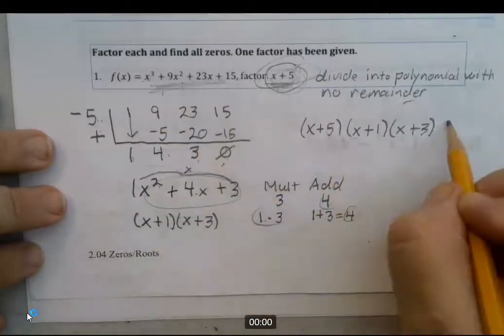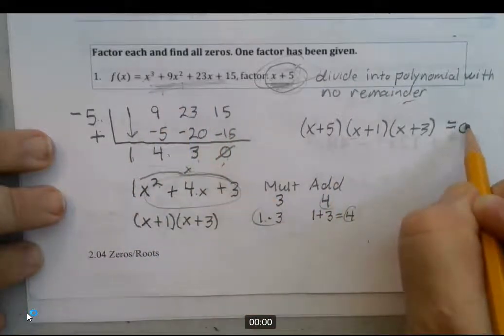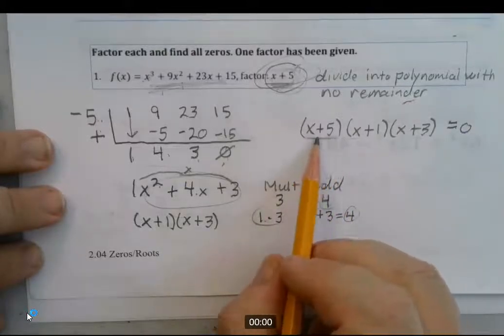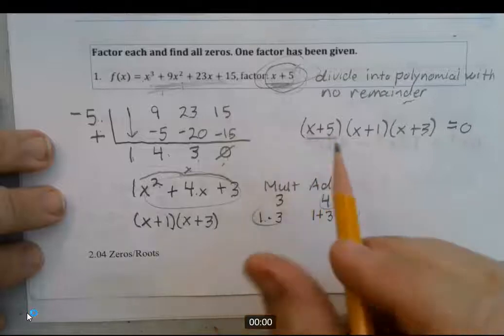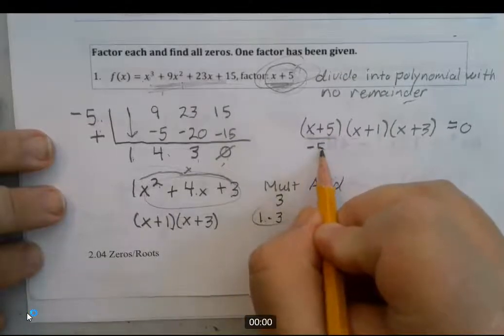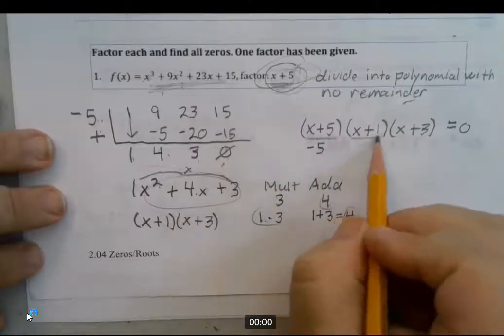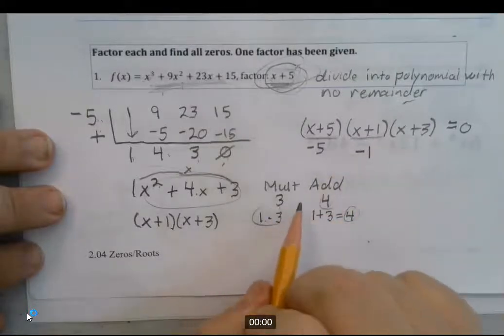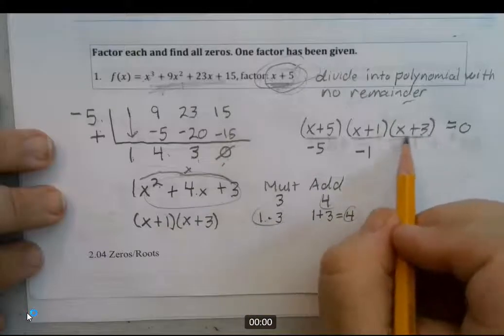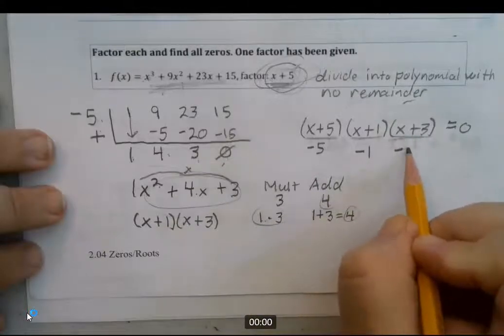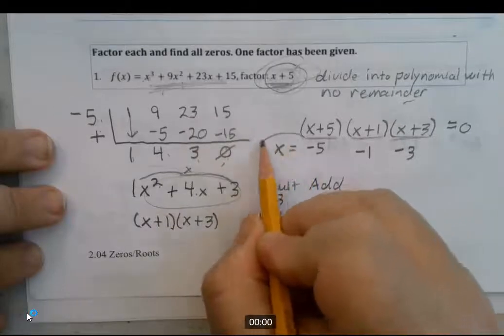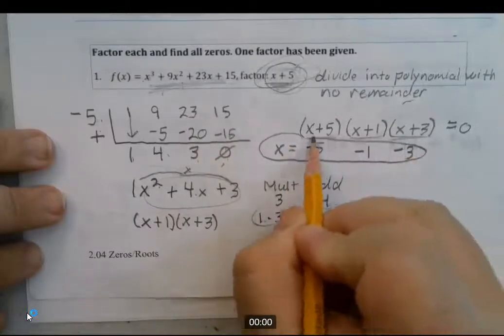Now we want to find zeros. We set that equal to 0. And we just ask, what does x have to be here to make this go to 0? These are pretty easy ones. It would have to be -5. -5 plus 5 would be 0. What about this one? -1. -1 plus 1 would be 0. What about this one? -3. So your zeros are x equals -5, -1, -3.